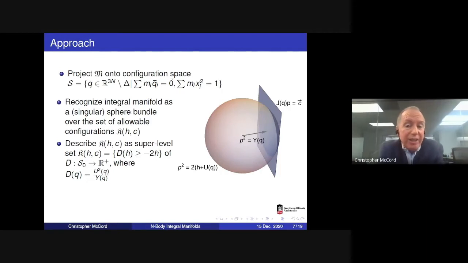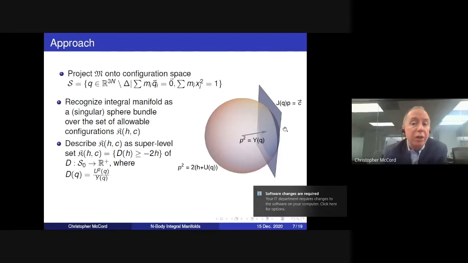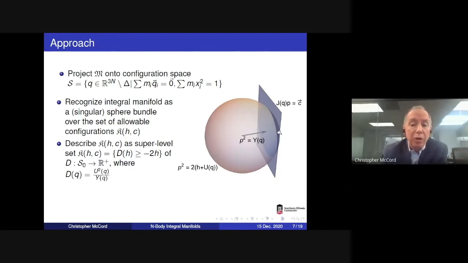You can write it down as an explicit function of the position. It's a god-awful looking expression, but you can write it down. And if you have the function y, and you have the function U, and you have the energy level h, you can combine them all and say the allowable configurations turn out to be the set of configurations that satisfy a seemingly straightforward expression: U squared over y has to be greater than or equal to minus 2h. So at one level, we've got a fairly elegant statement. Project onto allowable configurations, and study the behavior of this function in order to find what the allowable configurations are. The fiber is going to be the intersection of this plane and the sphere, which is just a sphere of one dimension lower. Well, what could be simpler?